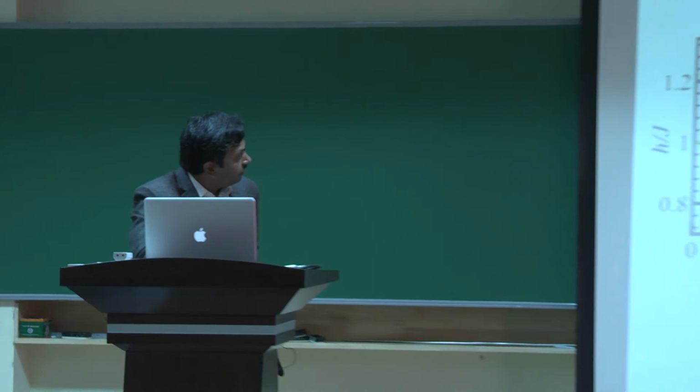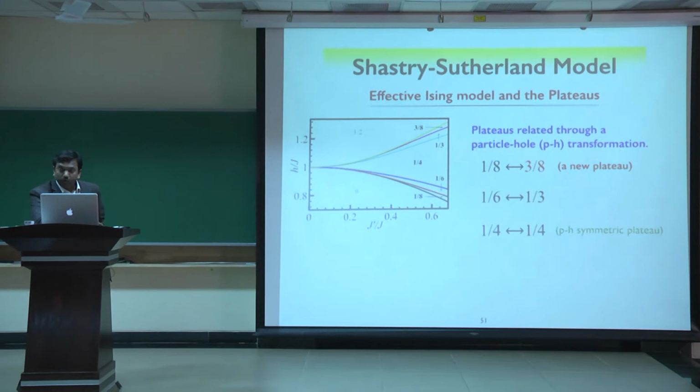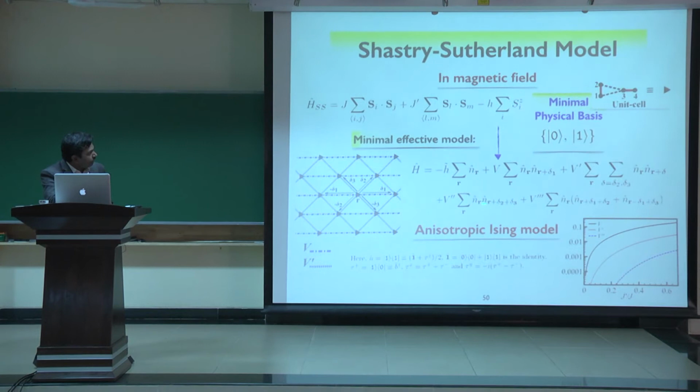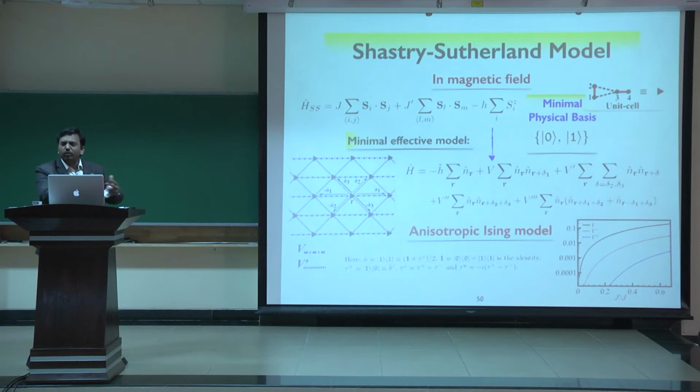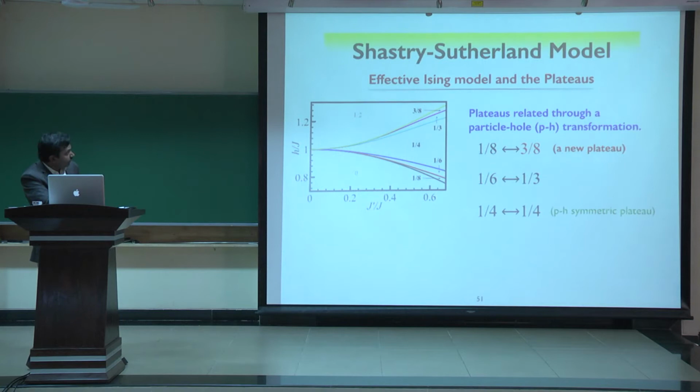Good. So now, if I just stick to this very minimal problem, and ask what kinds of plateaus I would get, this is the phase diagram in the J prime by J space and H by J. If I had the very minimal model, these two terms I have written a bit more heuristically, in the sense that I have argued it's there, but I have not derived them systematically. So at the very minimal level, which is V and V prime, we will get three plateaus unambiguously, which is 1/6, 1/4, and 1/3. And that was never achievable within the dimer hardcore boson approach.